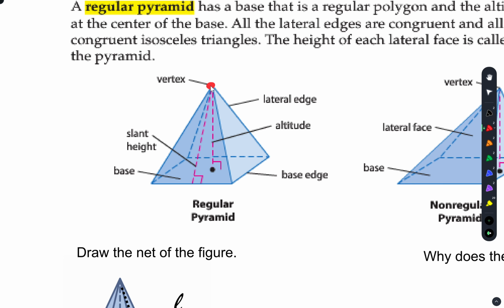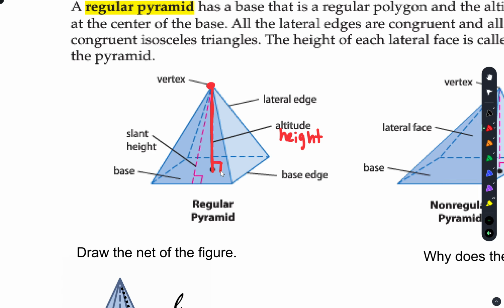And then remember how I kind of talked about altitude. Altitude and height mean the same thing here. Height for pyramids is going to go from the vertex, the very top, down through the middle of my shape, and they make a right angle, or they are perpendicular to the base. We're still going to use these quite often. They're going to be labeled in my shapes.